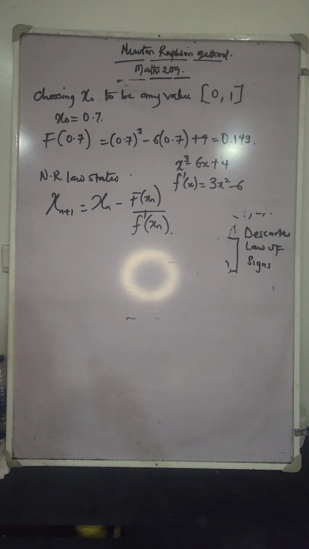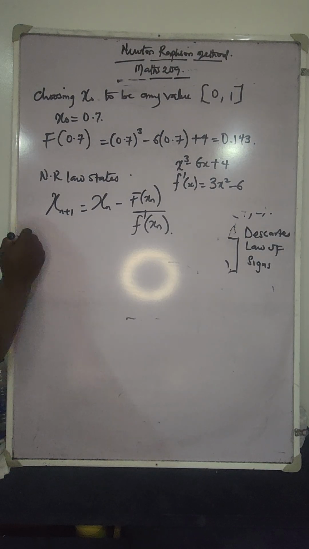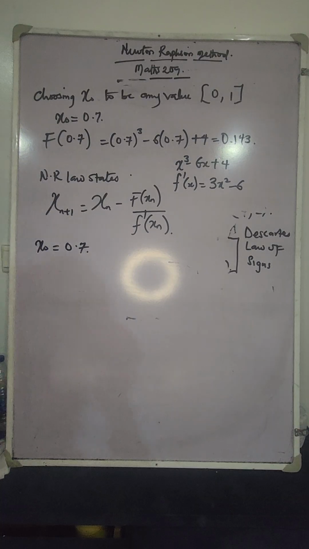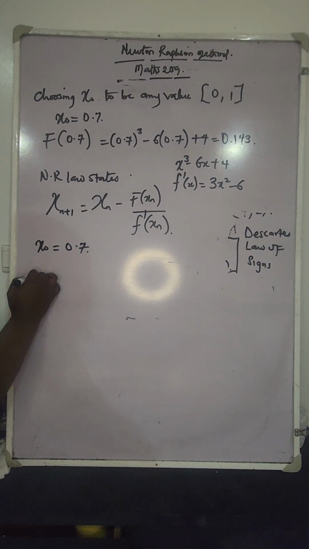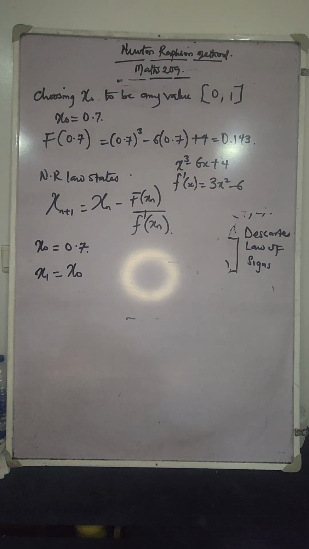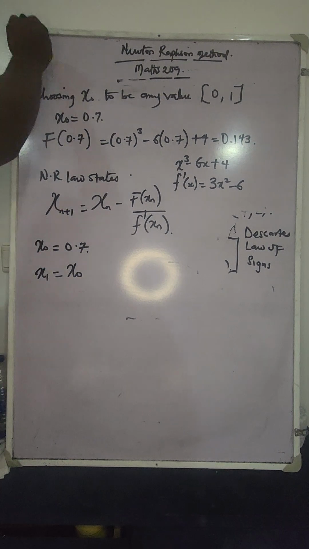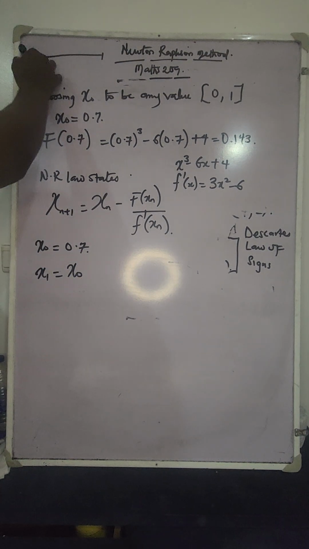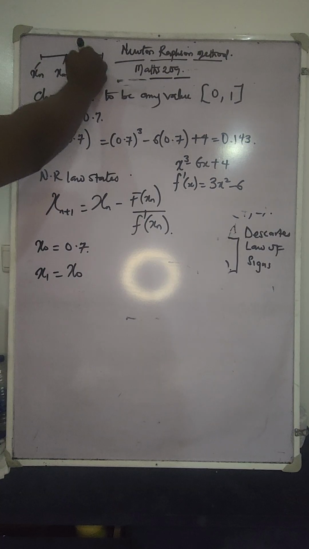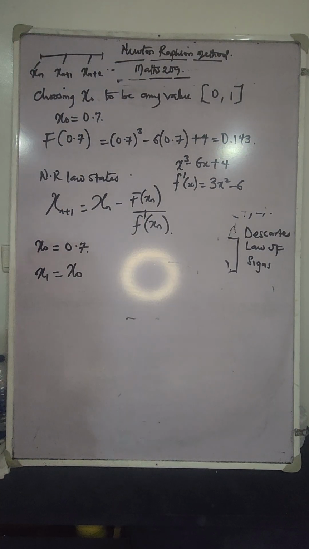So what we are simply saying is that our x0 is equal to 0.7, and our x1 will be found from x0. When you say xn plus 1, that means if we are following a number line, and we call this one xn, the next one should be xn plus 1, the next xn plus 2, and so on and so forth.